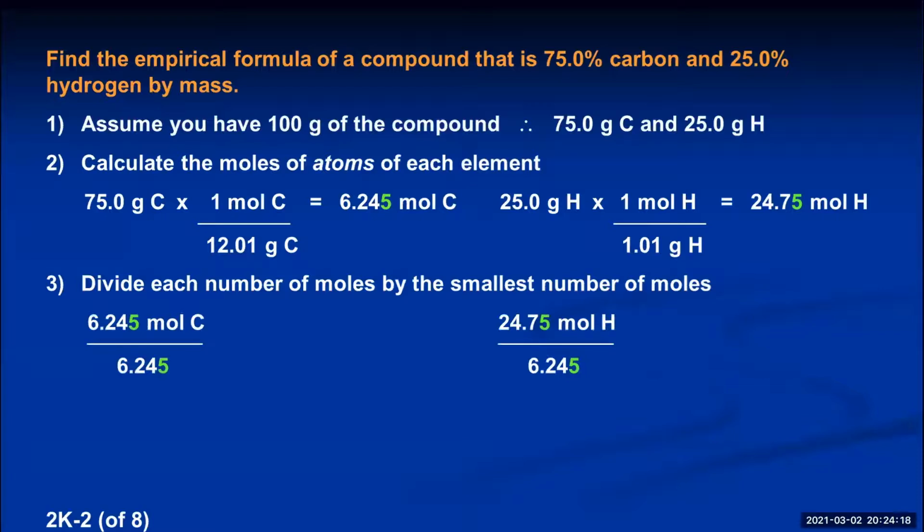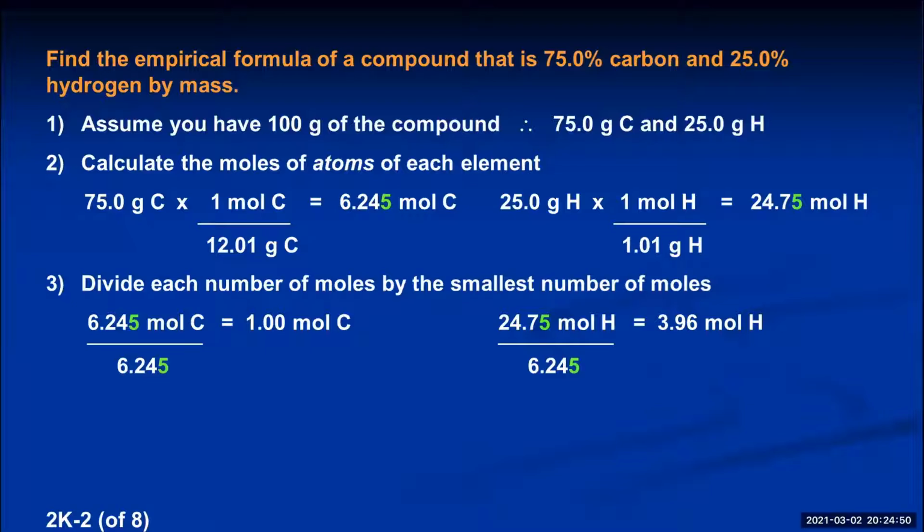So take the number of moles of each element, divide them by the smallest number, and you're going to get some integer. For the carbon one, it's going to be 1.00, because that's 6.245 divided by 6.245. When we do the hydrogen, what do we get? We get 3.96. So this is saying this sample is 1 mole of carbon to 3.96 moles of hydrogen. And that 3.96 is really, really close to the integer 4. So it's probably really saying that it's 1 mole of carbon to 4 moles of hydrogen.